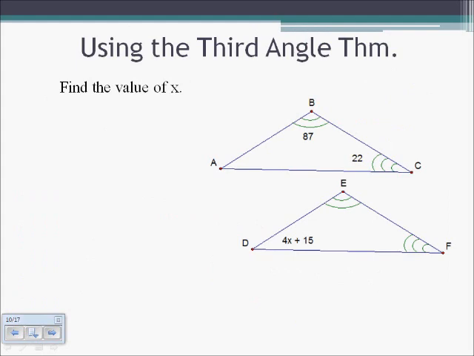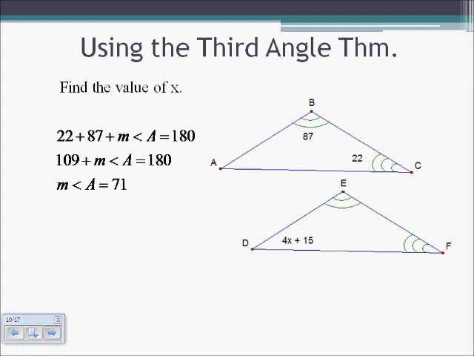Alright, now that we've proven it true, let's use it. Find the value of x using the third angle theorem. We know that the angles are congruent, so this angle D has to be the same as A, so therefore 4x plus 15 would be in for A. And I know that triangles add up to 180 degrees, so I have no problem taking A plus C plus B and setting it equal to 180 degrees. And I can solve then for x.